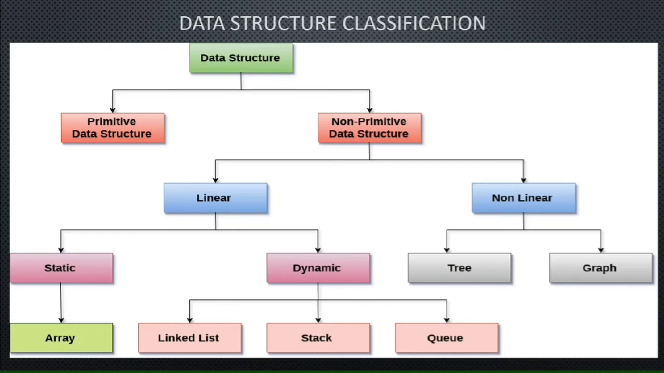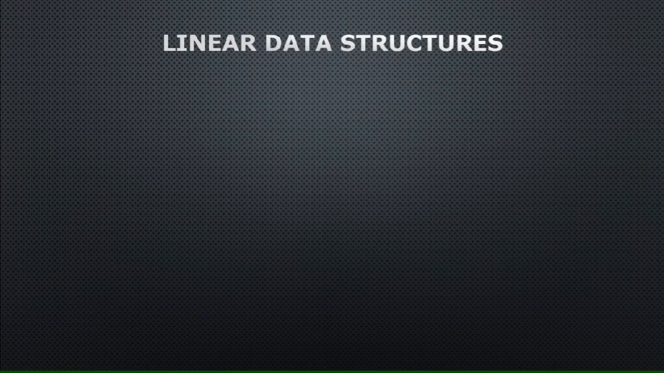Non-primitive data structures are mainly classified into linear and non-linear. The linear type of data structures are again classified into two types, static and dynamic. The example of static data type is array, and of dynamic data types are linked list, stack and queue. The examples of non-linear data types are tree and graph. So now let us take a look at linear data structures.